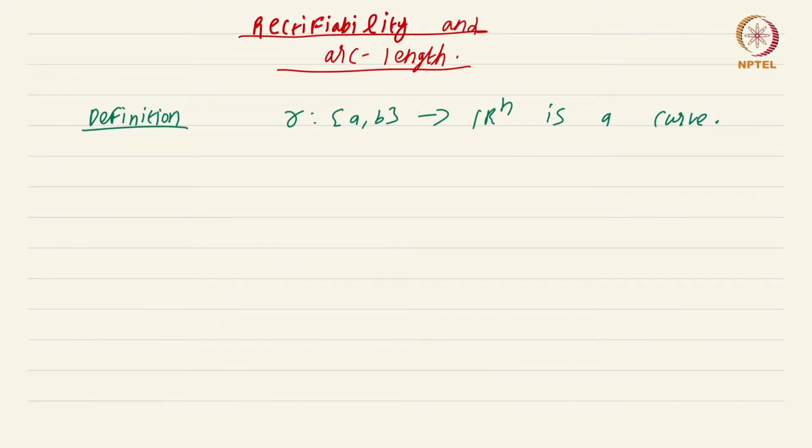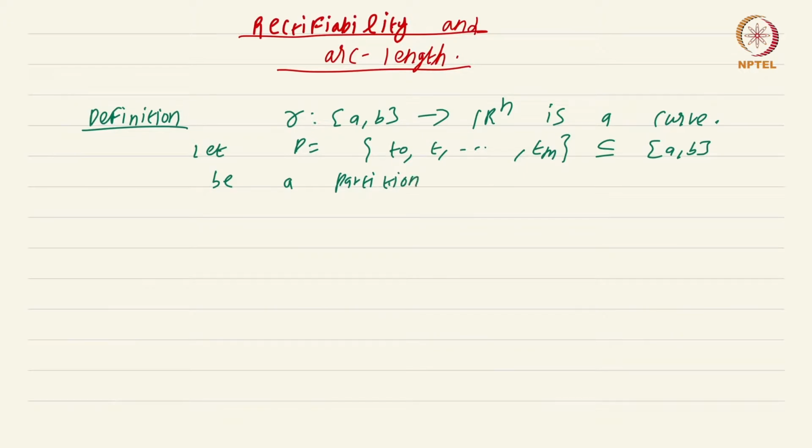What you do is the following. Let P equal to {T0, T1, ..., Tm} subset of AB be a partition, and as the notation suggests, we always take T0 to be A and T0 less than T1 less than T2 ... less than Tm, which is equal to B. Exactly like how you defined the Riemann integral, you consider a partition and you order the points in increasing order.